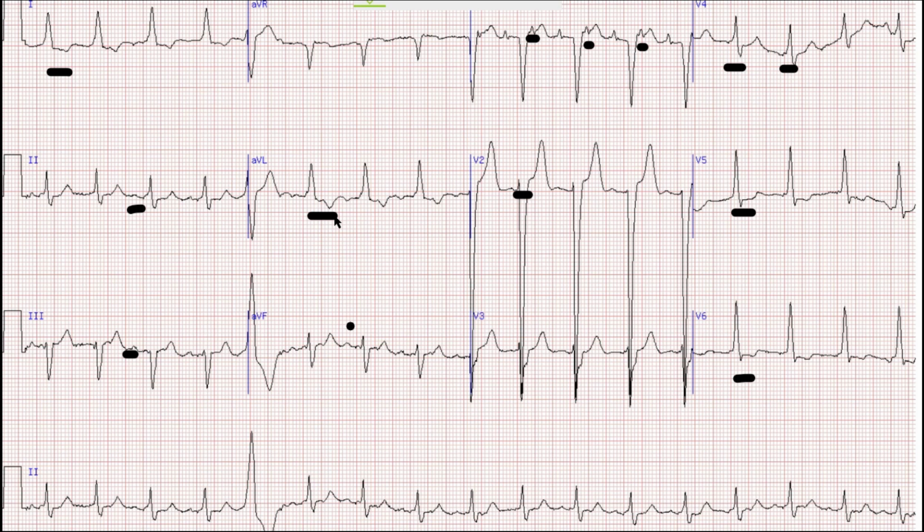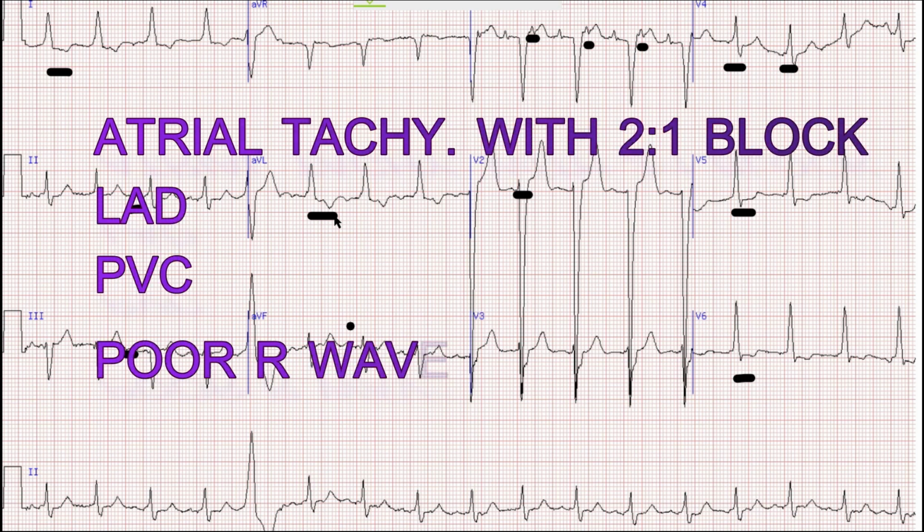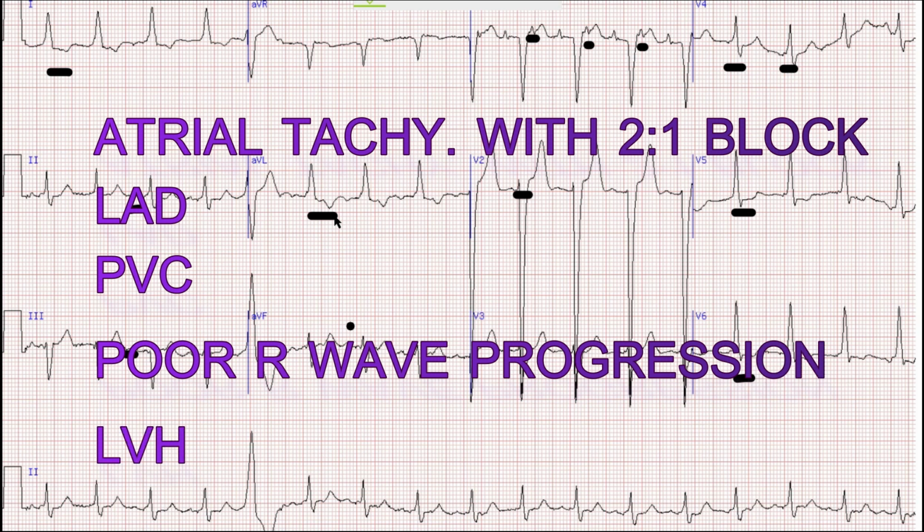So to sum up the findings, this is an atrial tachycardia with 2 into 1 AV block. There is left axis deviation, there is an occasional PVC, the R-wave progression is poor in this case, and there is left ventricular hypertrophy as per Romhilt-Estes criteria.